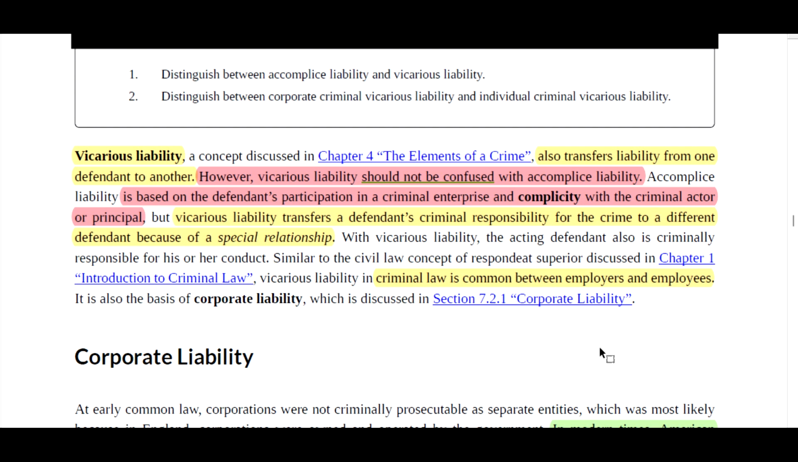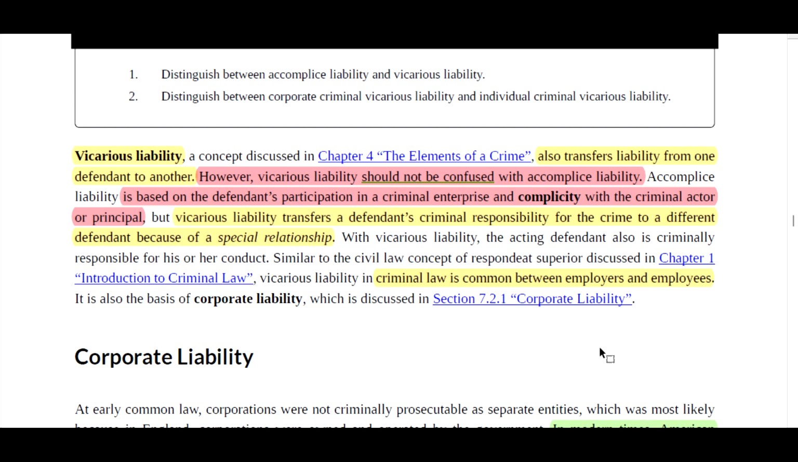however, and this is important, notice that I have this highlighted in red. I wanted to identify this. Vicarious liability should not be confused with accomplice liability. Accomplice liability is based on the defendant's participation in a criminal enterprise and complicity with the criminal actor or principal. This is how it's different. Vicarious liability is not the same as accomplice liability. Vicarious liability transfers the defendant's criminal responsibility for the crime to a different defendant because of a special relationship.